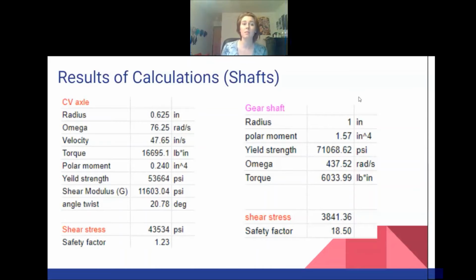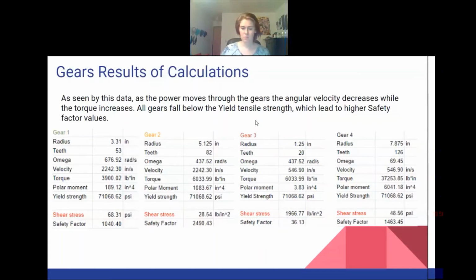So here we were able to calculate the torque, velocity, polar moment, and the angle of twist, all resulting in a shear stress that it is going to go under, which relating to the yield factor, or the yield strength that we have here, we're able to calculate the safety factor. The CV axle being around 1.23, and then the gear connection being around 18, which is pretty significantly high for this.